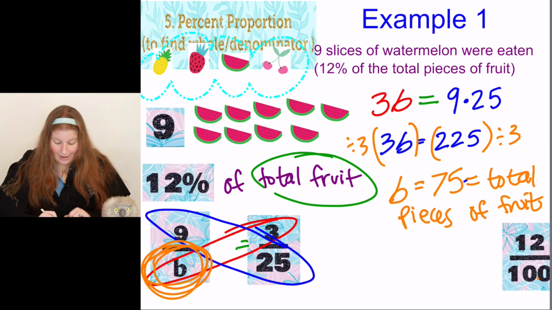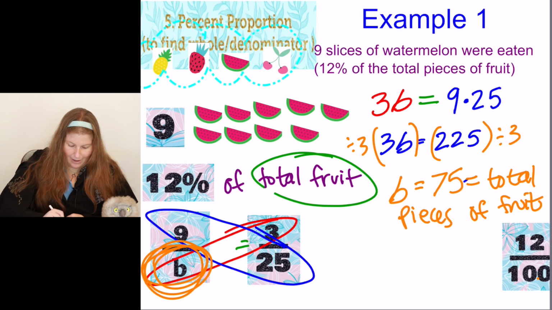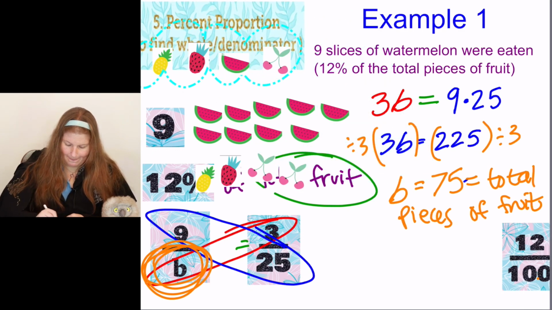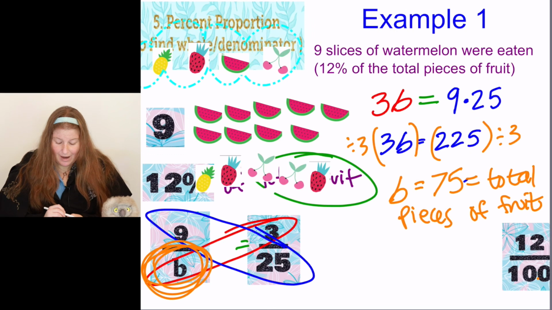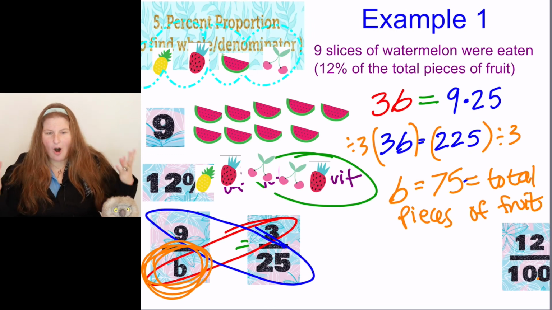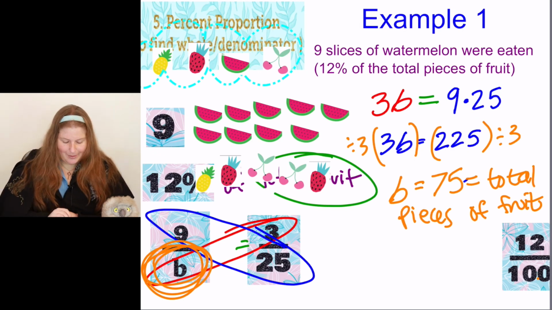While we know that 9 of those pieces were watermelon, we would have to keep adding other fruits like pineapple, strawberry, cherry, until we got to 75 total pieces of fruit in order to have a whole group of fruit, all of the fruit that was eaten at the party. Let's have you try an example.